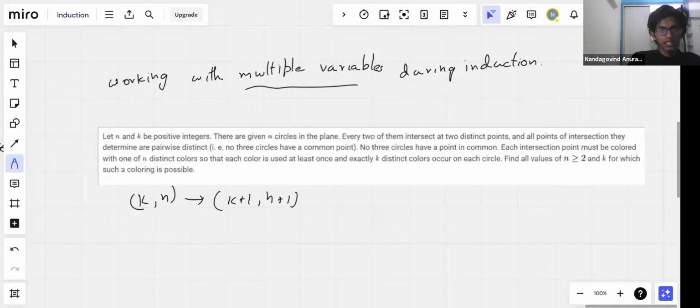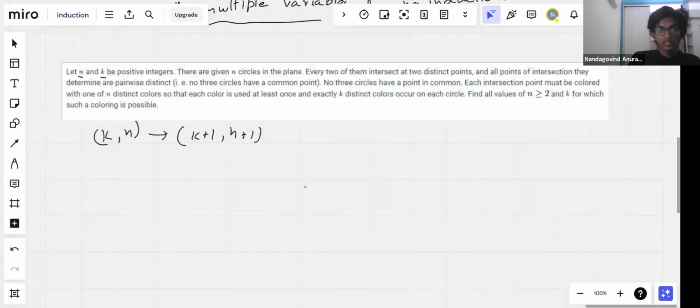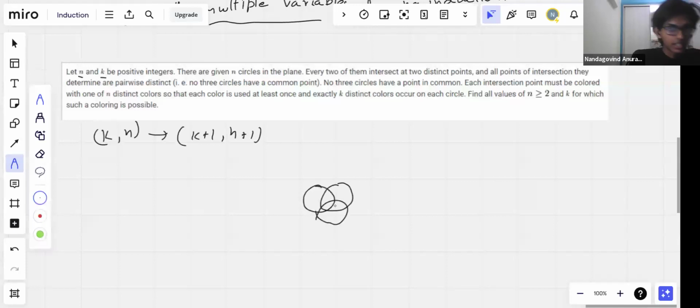So here you have two variables, n and k. Feel free to read the problem statement, but you basically have n circles on the plane, such that all of them are pairwise intersecting, and no point lies on three circles. So that's basically saying that all of the circles intersect, and all of the intersection points are pairwise distinct.